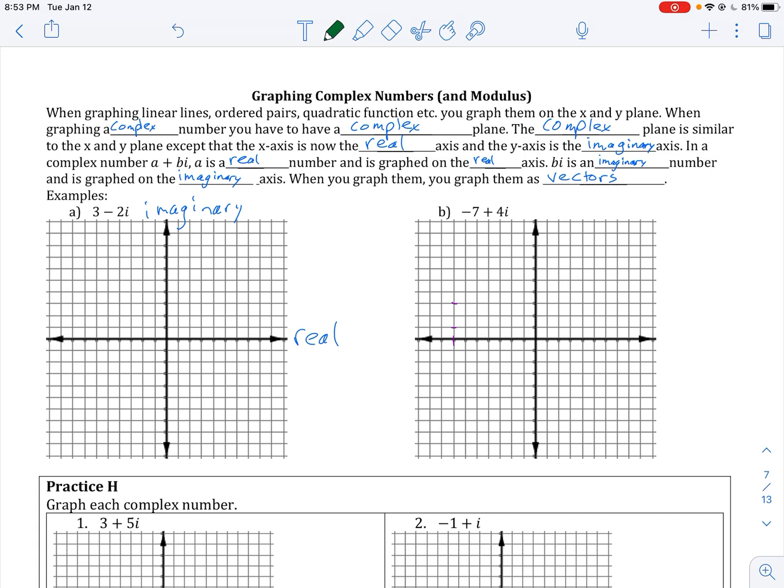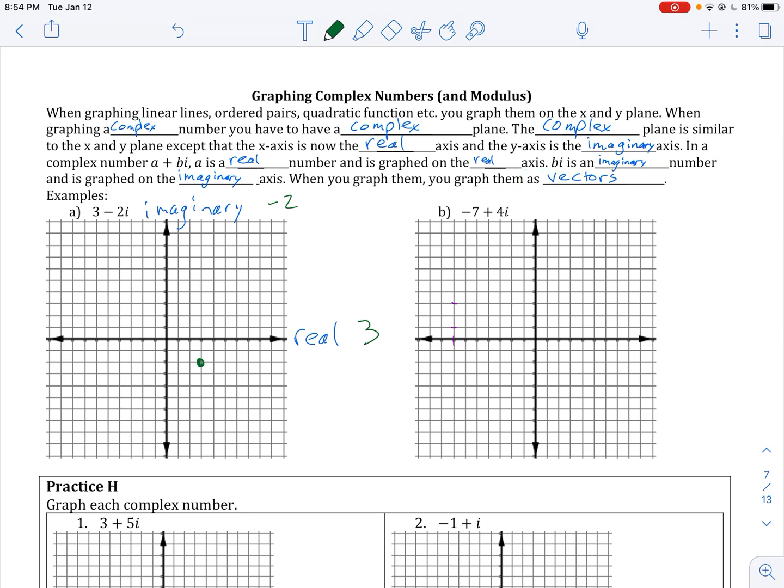So you're gonna graph it on what looks like a normal coordinate plane, but instead of these being the x values and these being the y values, your x axis here is now the real part of your number, and the y axis is your imaginary part of your number. So if you want to graph something like 3 minus 2i, the real part of that is 3, and the imaginary part of that is negative 2. And so you're actually going to go to 3, negative 2. And instead of just putting a dot, you're going to graph it as a vector.